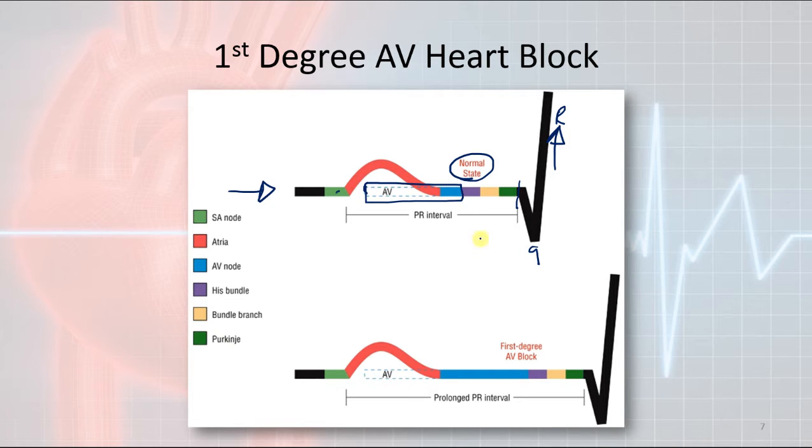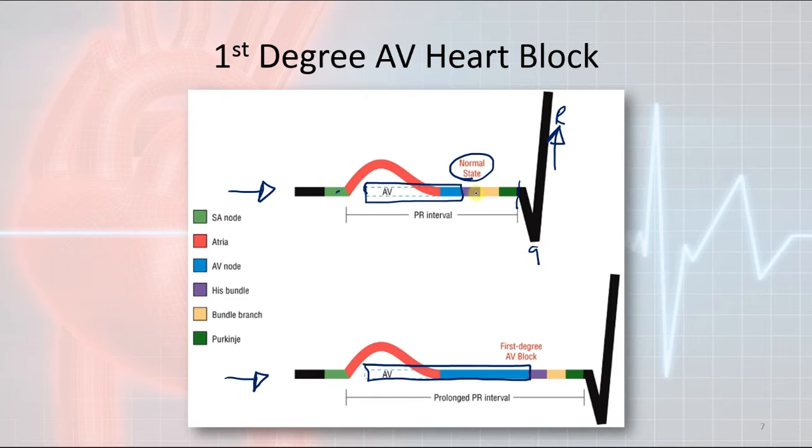In a first-degree heart block, the problem is the AV node holds the signal for much longer than it's supposed to. So right here we have our SA nodal depolarization. Right here we have our atrial depolarization and hopefully atrial contraction. And this whole thing right here is the time that it took for the AV node to hold the signal. As you can see, compare that right there to that right there, much, much longer.